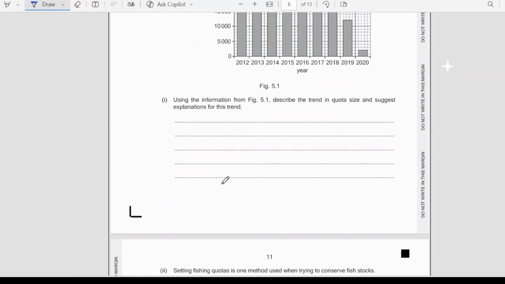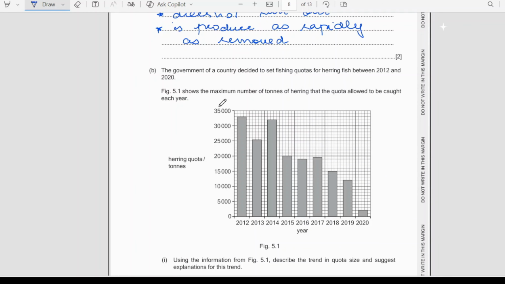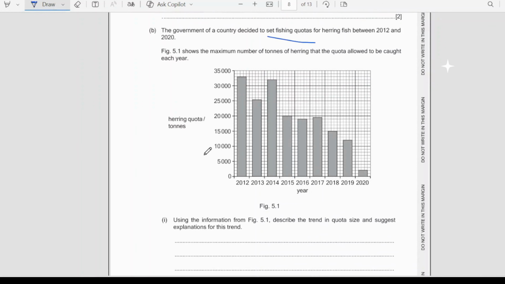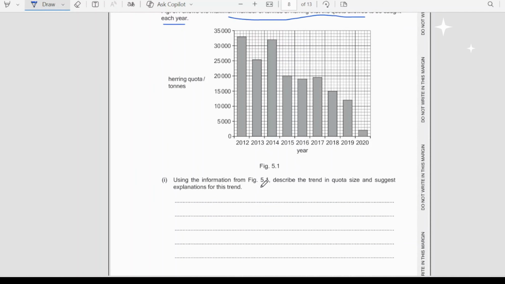Okay, next question is: the government of the country decided to set fishing quota for herring fish, and they've given us a graph. Figure 5.1 shows the maximum number of tons of herring that the quota allowed to be caught each year, and we can see that each year the quota has been reduced. So why? Okay, describe the trend. They have asked about the description and the explanation.